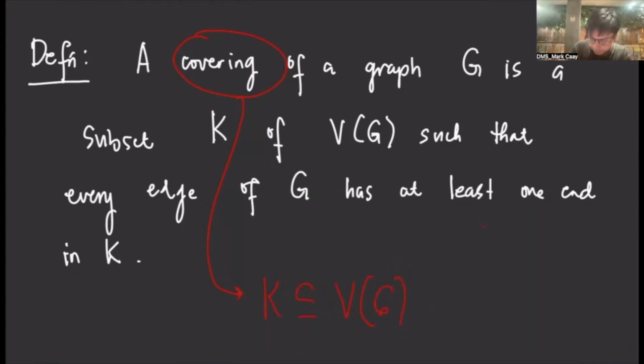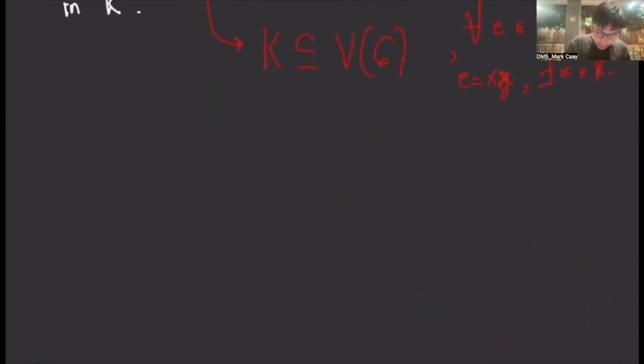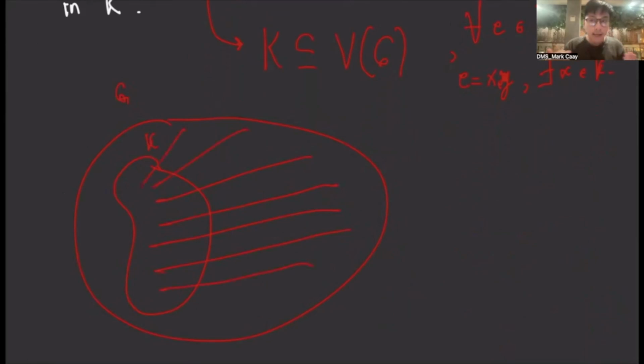lahat ng yung edge na yon, let's say, for all E element of the edge set of G, E is equal to XY for some X, without loss of generality, element of K. Parang ganon. So, ipipicture out natin yan kung ganito yung graph mo na G, and this is your K. So, lahat ng edge mo incident to some vertices in K. So, lahat ng edge na yon.